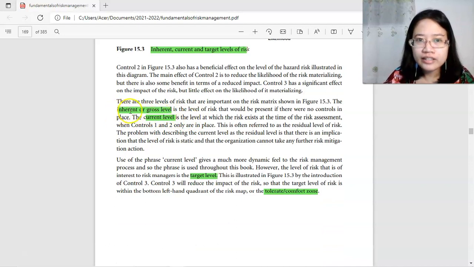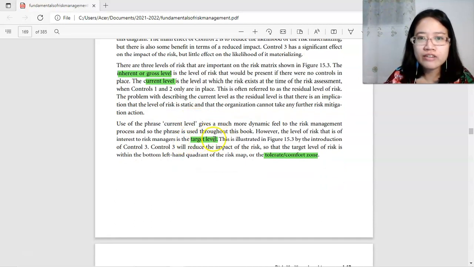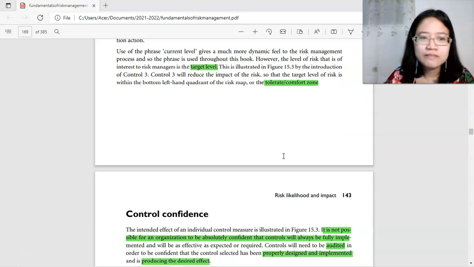Ayan. Again, yung inherent, another term na pwedeng gamitin, gross level. Tapos yung current, residual level. Tapos yung target level is yun nga yung gusto nating ma-achieve sa organization kasi yun yung tolerate ang treatment or comfort zone ng company. Hindi siya medyo nakakaratel, hindi na serious.